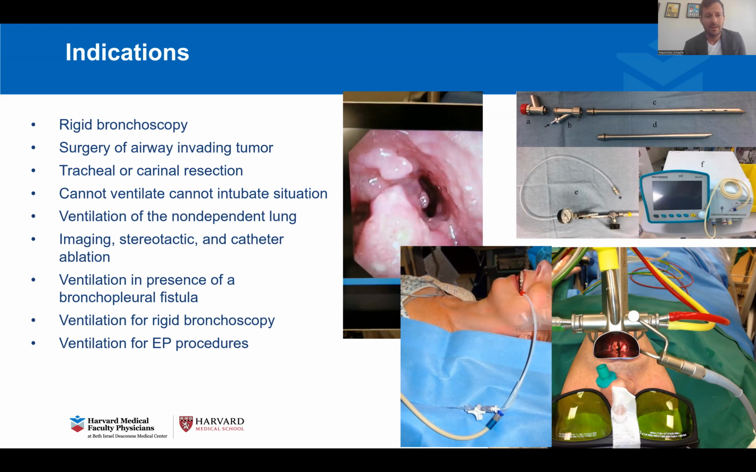And then catheter ablation procedures. I briefly touched on our EP procedures, electrophysiological procedures, the atrial fibrillation procedures. Jet ventilation can be used in patients that have a bronchopleural fistula, where conventional mechanical ventilation would create too much flow through that fistula and shunting. And then we can use it for rigid bronchoscopy. I think that's twice in here, and electrophysiology. And on the right side, there are a couple of examples here. I mentioned the connection to our suspension laryngoscope. At the right lower side, you can see an example for this.